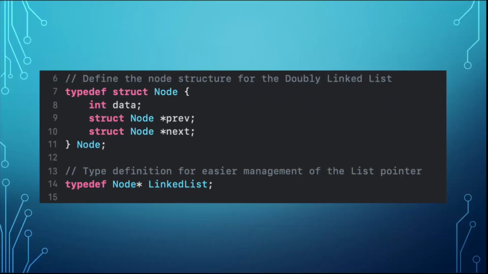So let's start. To build this, we started with a structure called node. Inside we have an integer for the actual value, the prev pointer to go backward, and next pointer to go forward. We also use the typedef node pointer named linked list. This just keeps our main code looking tidy, so we don't have to keep typing this everywhere.